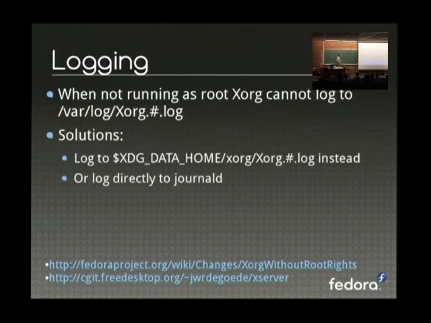Logging is also not all that hard. We can simply no longer write to /var/log, right? We cannot do that as a normal user. So there are two solutions, which will probably both get implemented, and then distributions can choose if they want to enable this, how they will use it. One is to log to a place under the user's home directory, which by default is the XDG data home directory, which is sort of the default standard for logging inside home directories. And the other one is to log directly to journald.